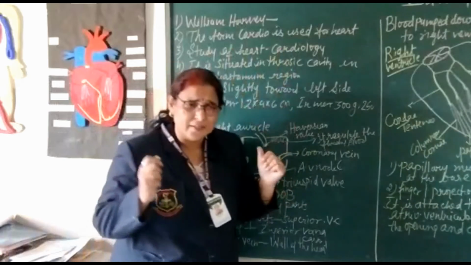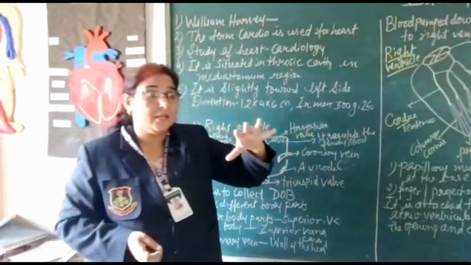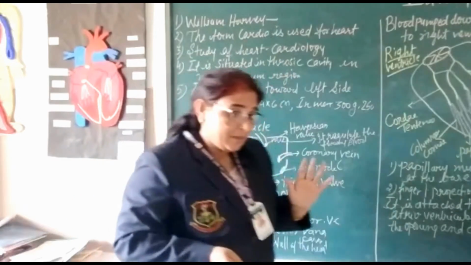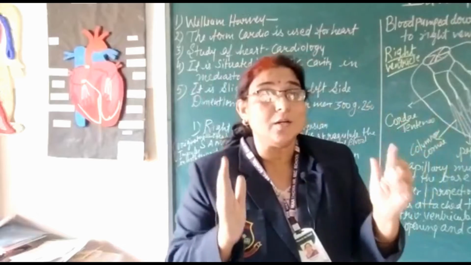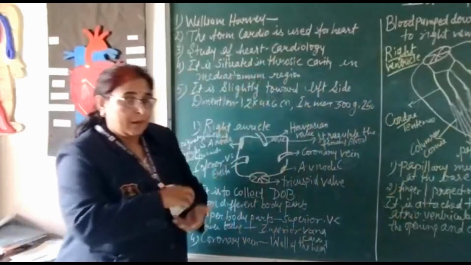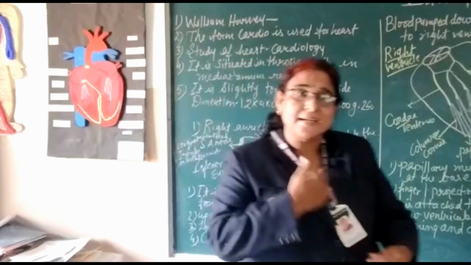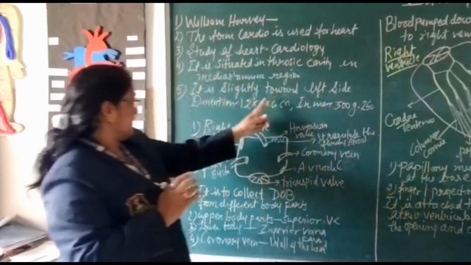Where is the heart situated? The heart is situated in the thoracic cavity in the mediastinum region. The mediastinum region is that part which is present in between the two lungs, that is the empty space. Our heart is present at the center, but it is slightly towards the left side.